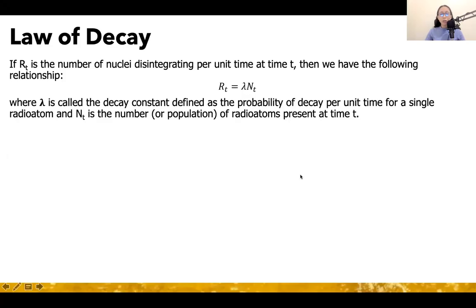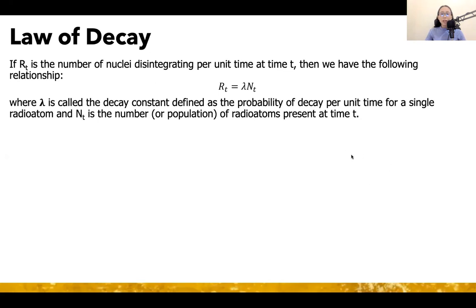Now we are ready to go to the kinetics of your radioactive processes. Again, radionuclides are unstable and they decay to other nuclides by the processes that we just learned, like alpha decay, beta particle emission, and so on. But do all radionuclides decay at the same rate? How many radioatoms or radionuclides remain after a given period of time?